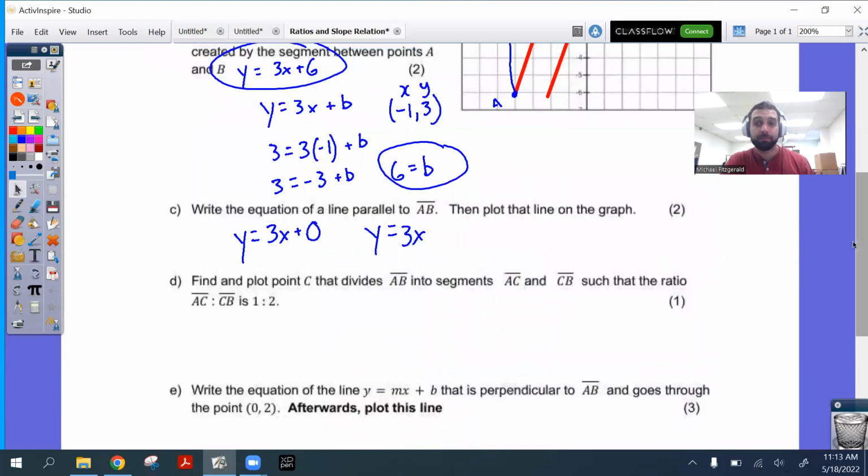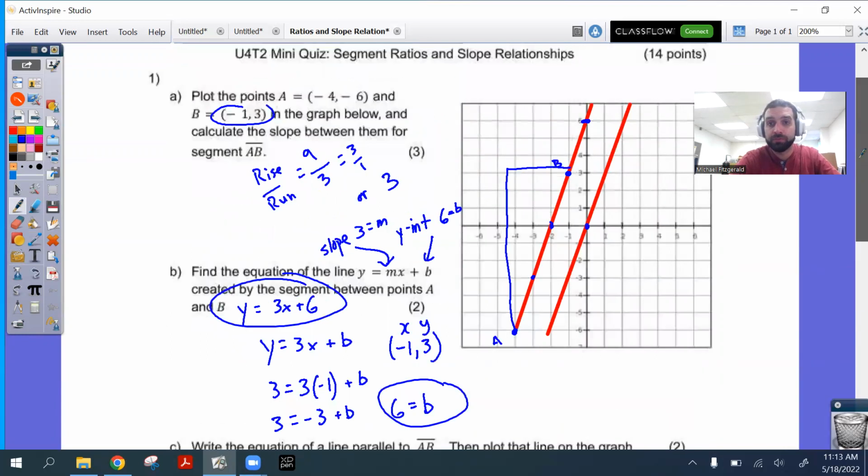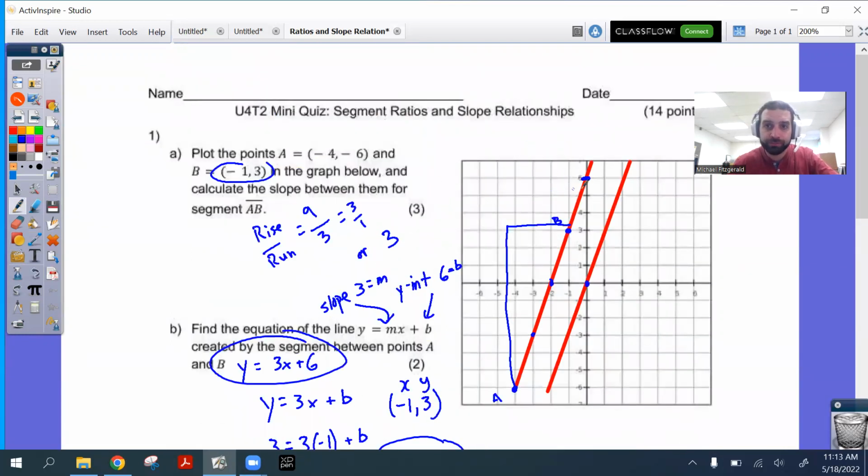All right. So now we're asked, find and plot this point C, where C is going to divide this, our line AB. Let's go back to our points. Whoops, I need to erase a little bit.